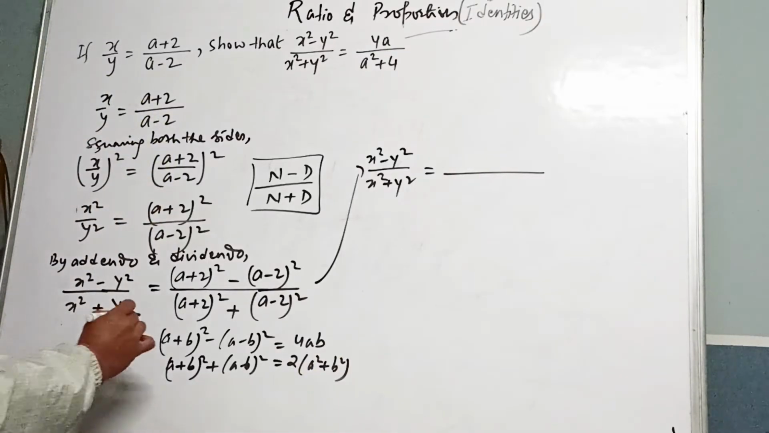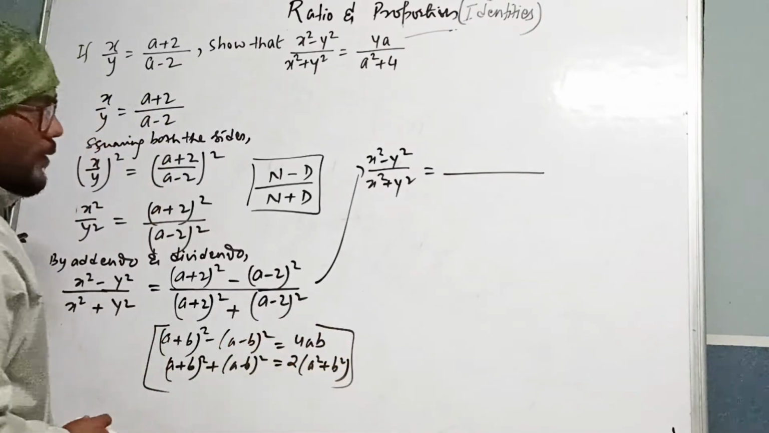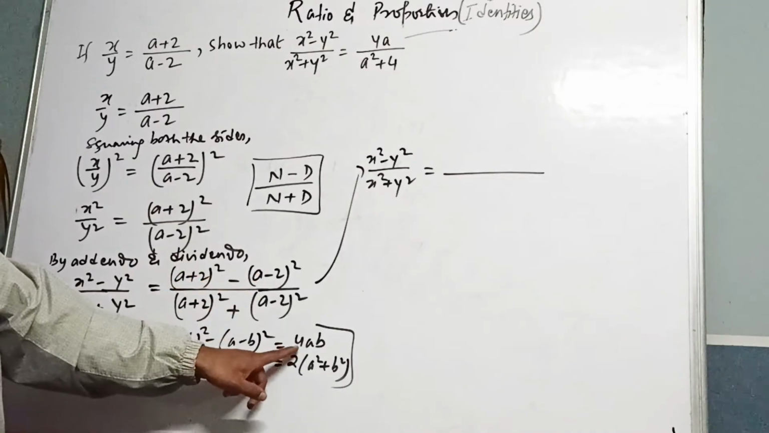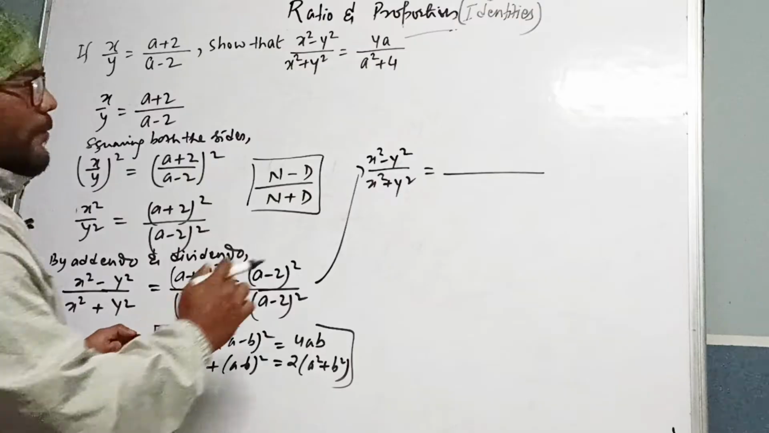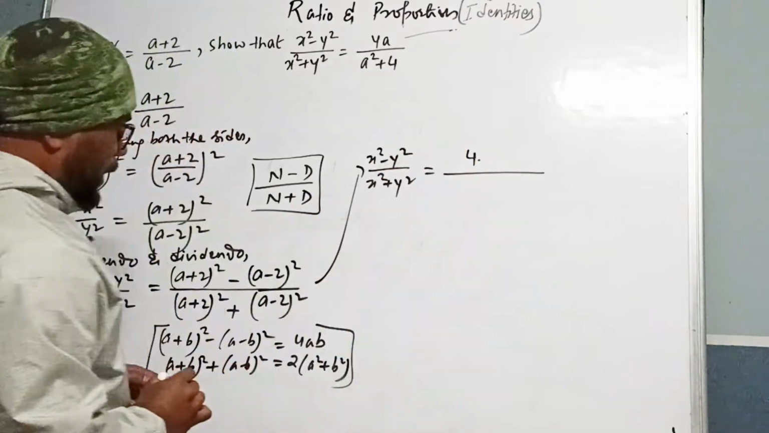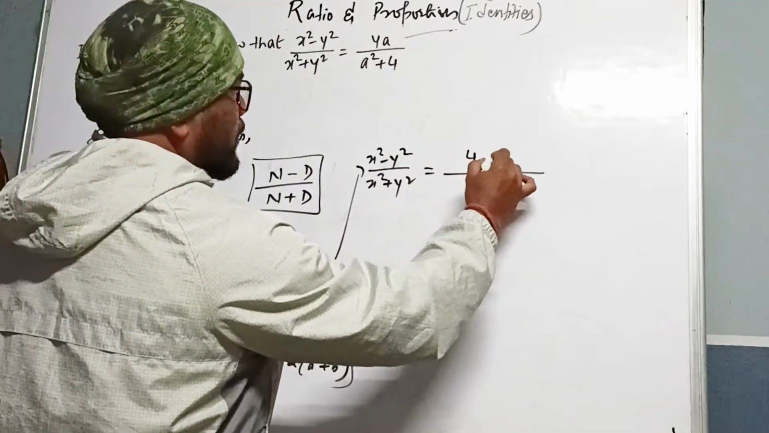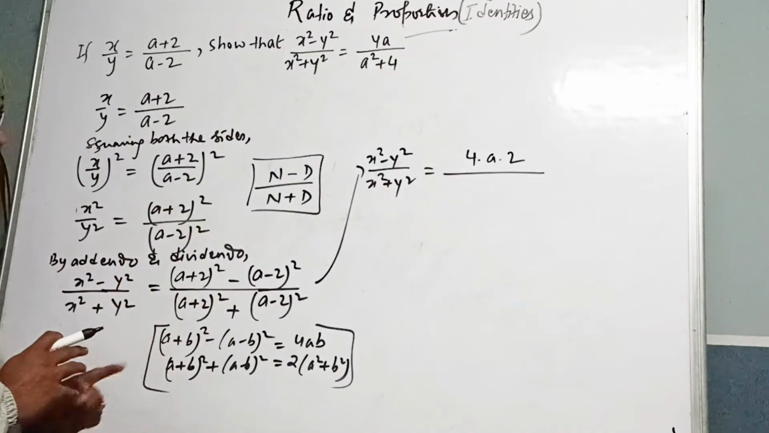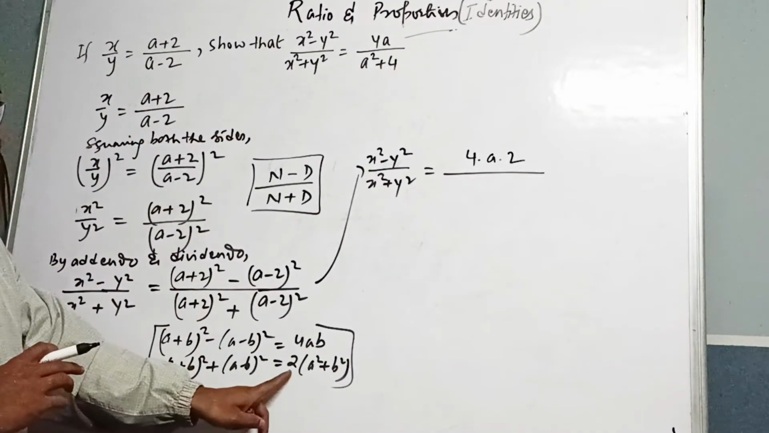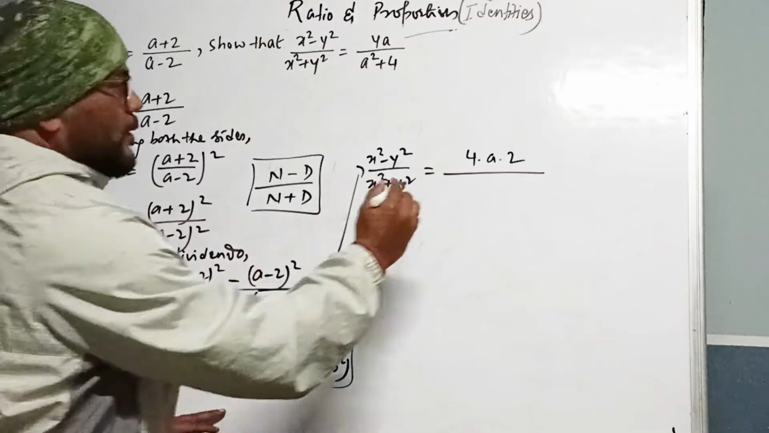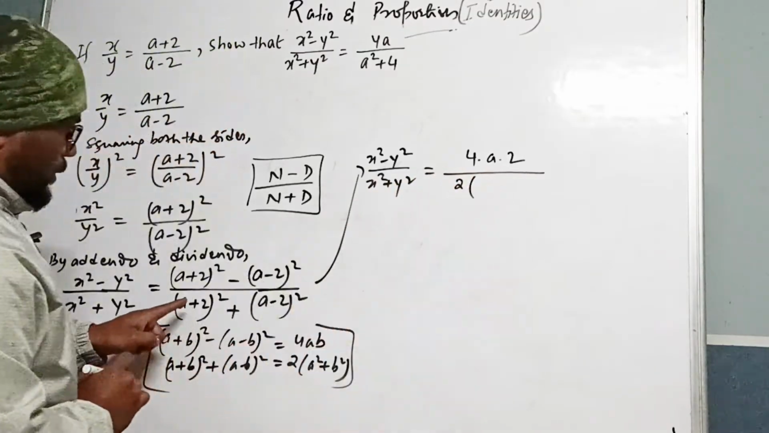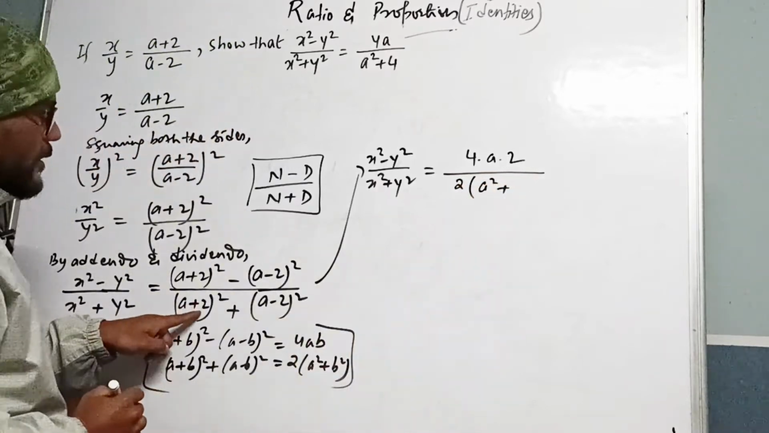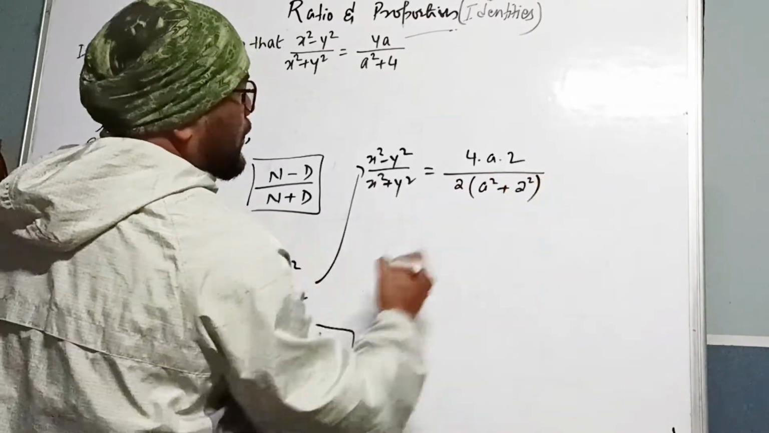Okay, so by using this formula, (a plus b) whole square minus (a minus b) whole square, the formula is given as 4ab. 4a means 4 times a, and b means 2. Clear? That is the upper part. In the denominator, the formula is in this form: 2 into (a square plus b square). Just write 2, a square means a square, b square means 2 square.